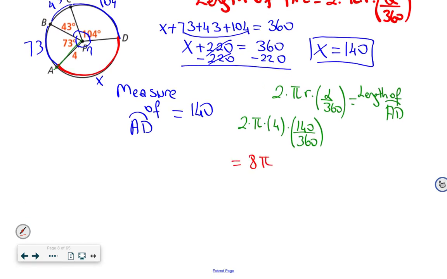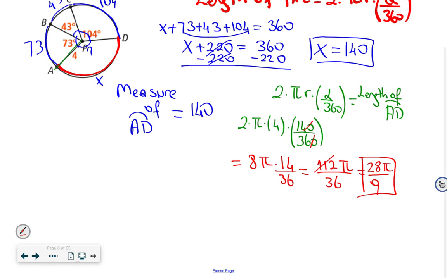If you calculate this, 8 pi, when you simplify by 10, you will get 8 pi times 14 over 36. When you multiply this, 8 times 14 is equal to 112 pi over 36. If you simplify this by 4, you will get 28 pi over 9. The question is asking you to find the result in terms of pi. 28 pi over 9 is your correct answer.